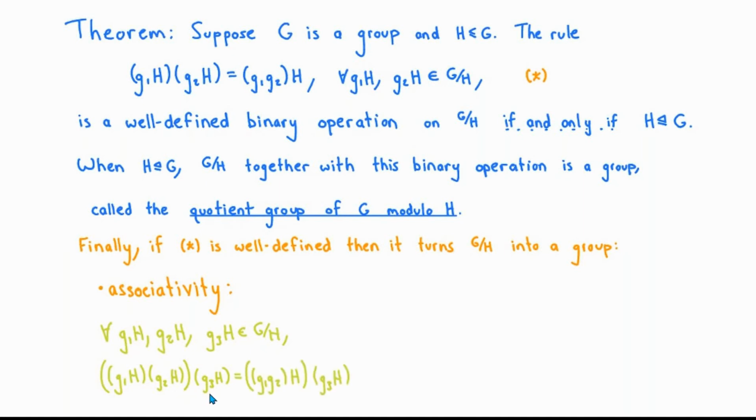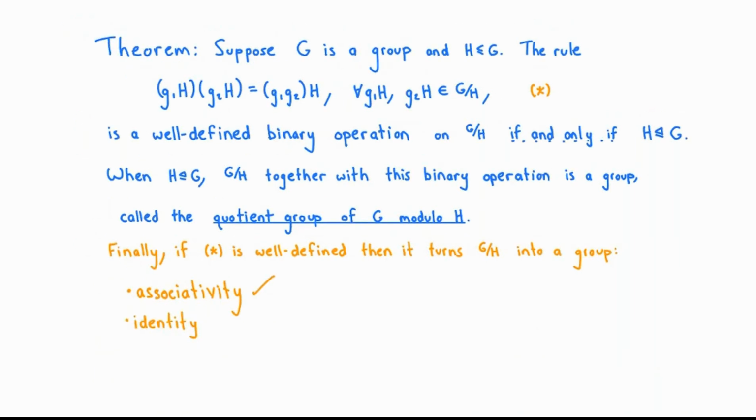Well, by the definition of the binary operation, the multiplication inside the left parentheses here is G1 G2 times H, and then when I multiply that by G3H, I get G1 G2 G3 H. Well, now, just by using the associativity in the group G, I can rewrite G1 G2 G3 as G1 times G2 G3, and then unraveling the steps in the opposite order, I find that this left coset is equal to G1H times parentheses G2H G3H. Therefore, not surprisingly, the fact that this binary operation is well defined, together with the fact that the original binary operation on G was associative, implies that the binary operation on the quotient space is an associative operation.